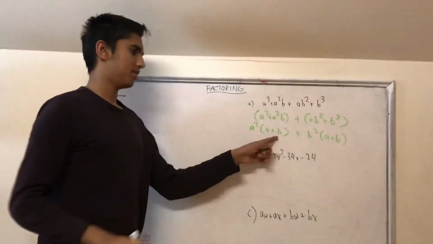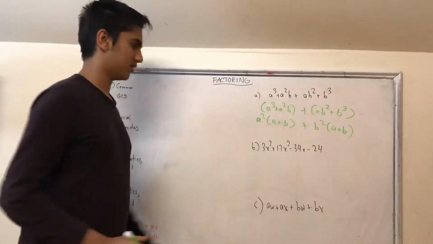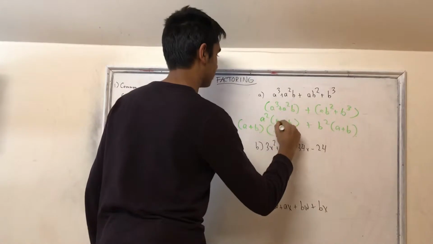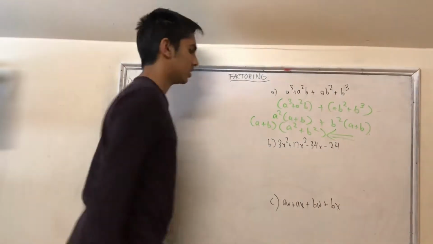And guess what? We have a common factor of a plus b. So now we can factor that out and see what's left. So we have a plus b times a squared plus b squared. And that is our factorization over here.